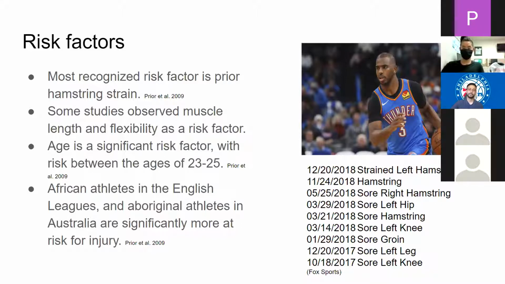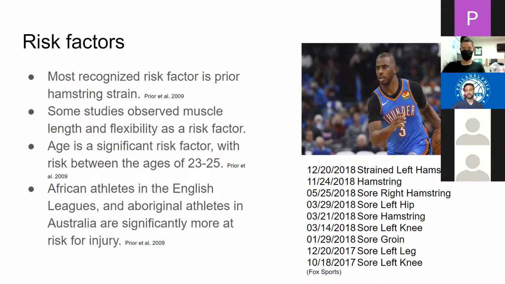This injury is most common in soccer, or football, and is found inside the English leagues. African athletes have the highest risk of injury. And when they looked at Aboriginal athletes in Australian soccer leagues, they were at a statistically significantly higher risk.